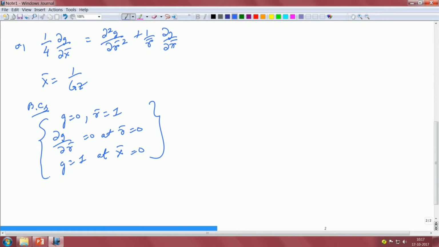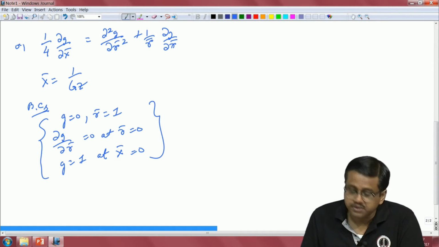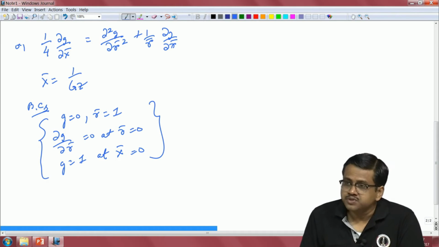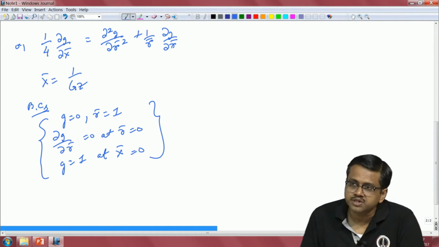You can easily see the veracity of this thing. So, at r bar equal to 1, where t is equal to t naught, g should be equal to 0. At r bar equal to 0 there should be an inflection point, so dg by dr should be equal to 0 there because of the temperature inflection point.